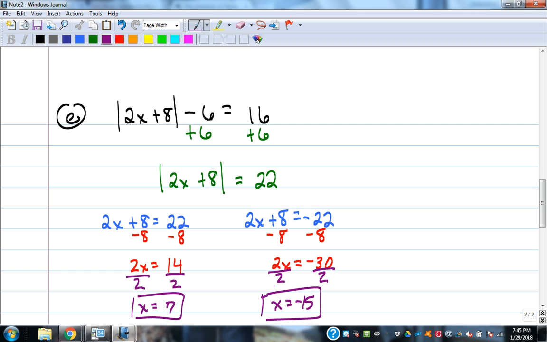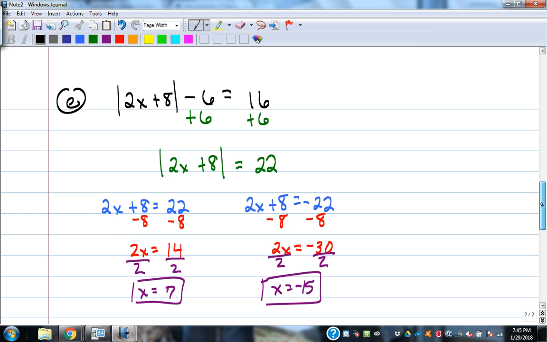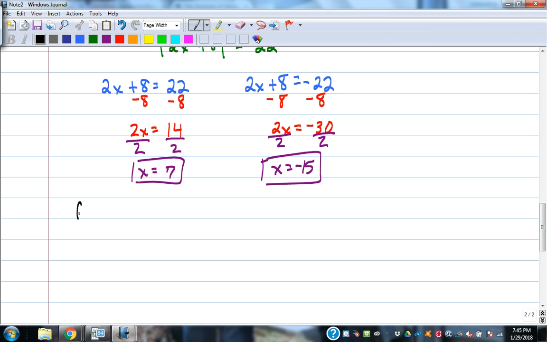Not too bad. It's pretty easy stuff. Just gotta keep in mind a few simple solving equations deals. All right, so let's throw this at you: 2/3 absolute value of x minus 5, plus 4, is equal to 7.